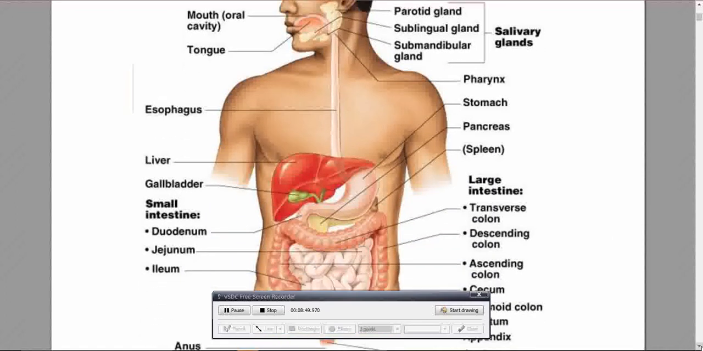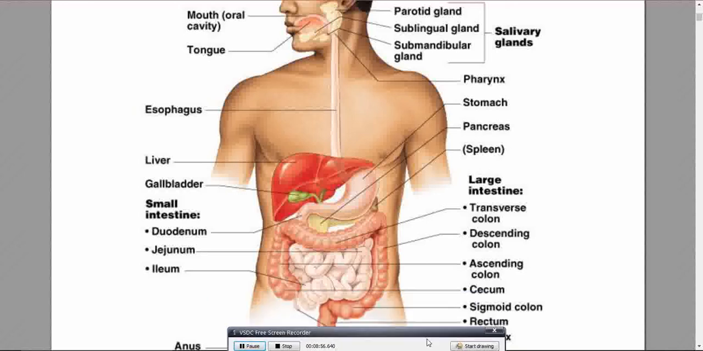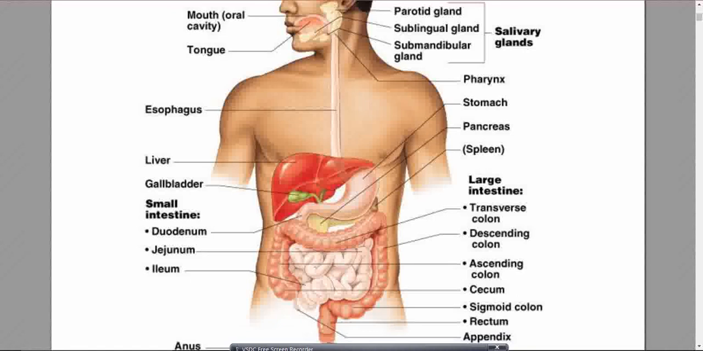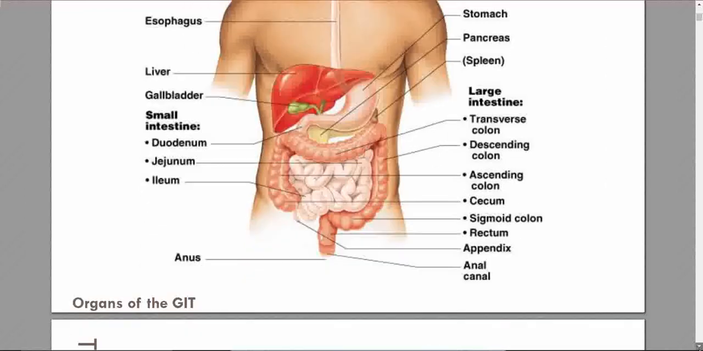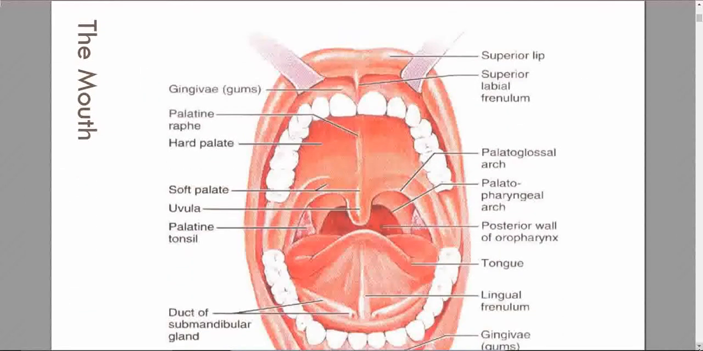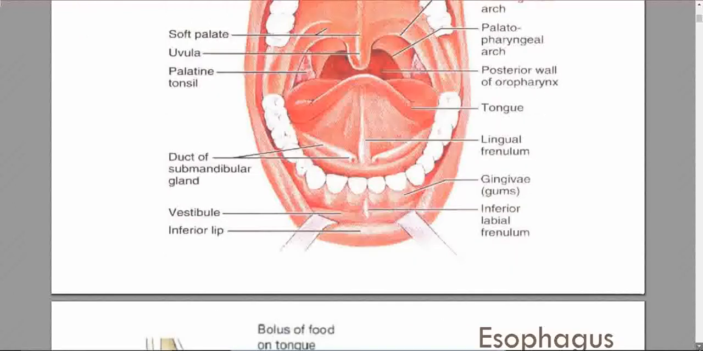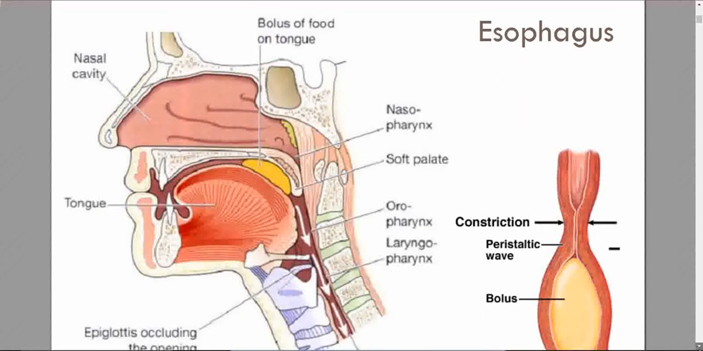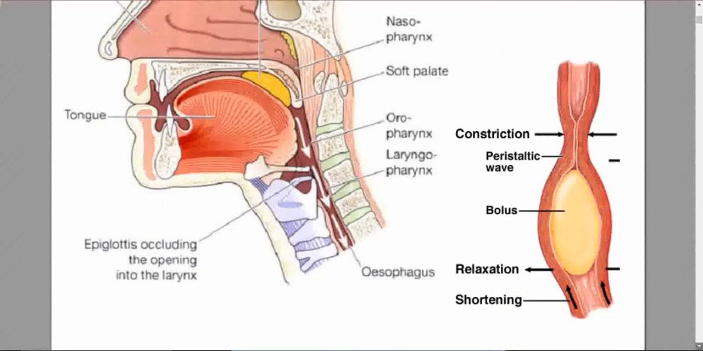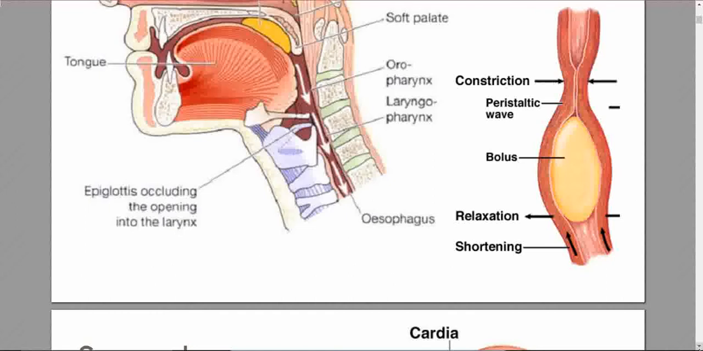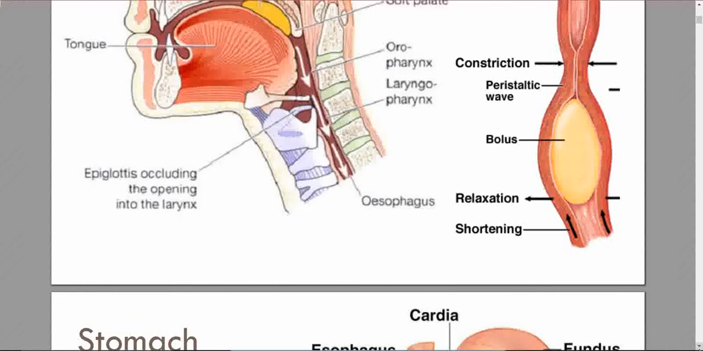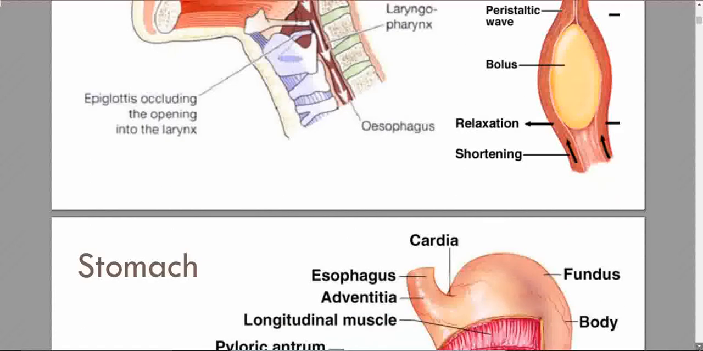So that structure you're able to see from your hand is just a vindication of everything we've just talked about. So everything that we've discussed, and I'm very happy that you're able to see it from your hand if you're using YouTube. The structure of your teeth, the mouth. Then you have the esophagus. You have constriction, peristalsis wave, bolus, relaxation. How that takes place, you'll see it later, right?